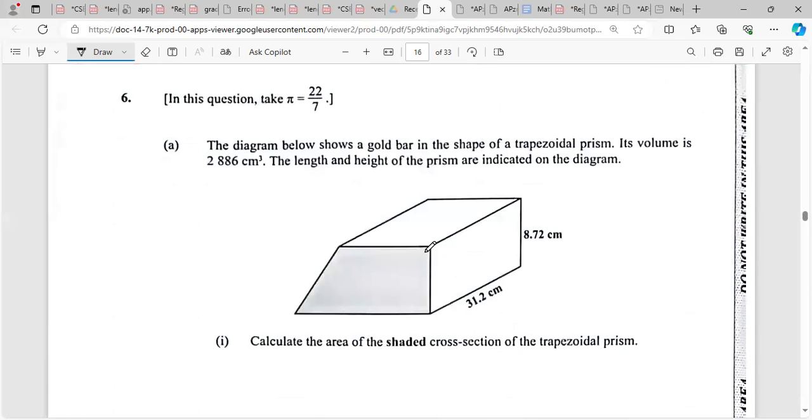In the diagram below, it shows a gold bar in the shape of a trapezoidal prism. Its volume is 2886 cm³. The length and the height of the prism are indicated. So these are the height, these are the length. Calculate the area of the shaded cross section of the trapezoidal prism.